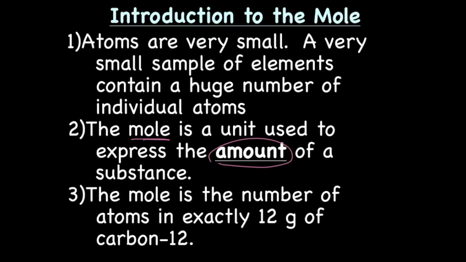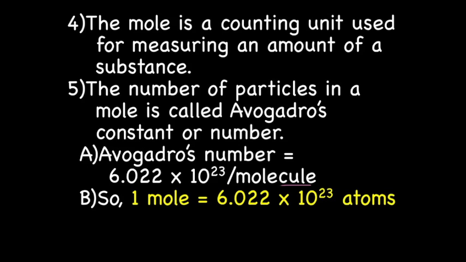Okay, let's go back to this amount unit. Some people get a little confused by an amount unit. It's just like a dozen. A dozen, it's a word, right? A dozen. But it means 12. 12 eggs, 12 donuts, 12 students, 12 dogs, whatever. Okay, so the mole is an amount unit. So the mole is a counting unit used for measuring the amount of a substance.